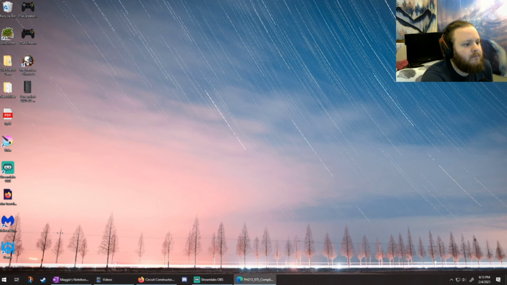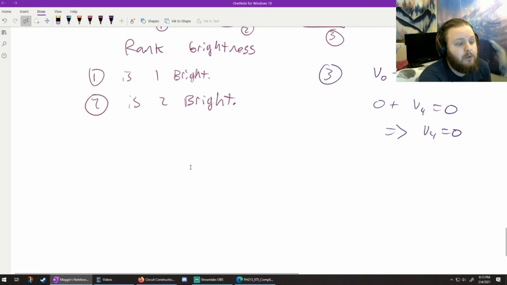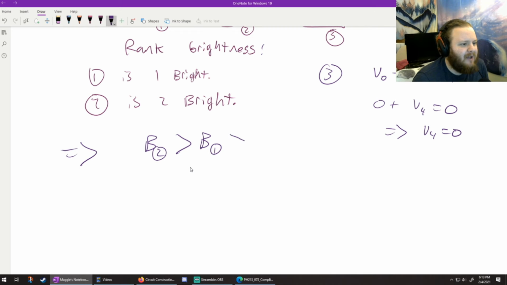All right. Ooh, that wasn't what I wanted to do. I wanted to bring one note back up. Okay, so that has to be true. So the brightness in circuit 2 must be greater than the brightness in circuit 1, which, of course, is greater than the brightness in circuit 3, which is equal to 0. No bright in that bulb. 0 bright.